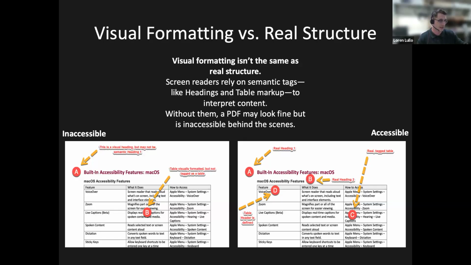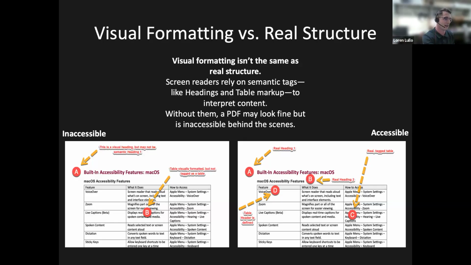So for this example, this is just bold text. In the HTML, it's set to be large. But there is no heading one denoted there. So a screen reader is not going to know that's our heading one. And then the table is visually formatted, but not tagged as a table. So again, to a screen reader, it's just a bunch of jumbled up mess. It doesn't know how to interpret it.